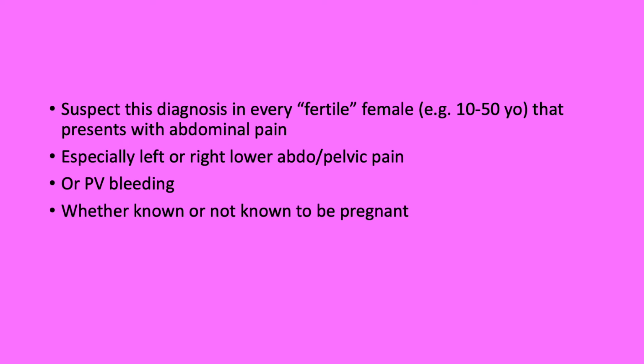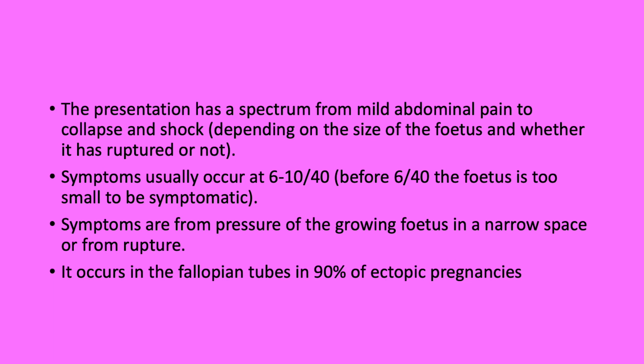We should suspect this in every woman of reproductive age. What's really interesting with ectopic pregnancy is the broad spectrum that we see, ranging from very mild abdominal pain all the way up to collapse and shock, and ultimately can be fatal. Why do we get such a range? Well, this depends on the size of the fetus and whether it has ruptured or not. And with a ruptured ectopic pregnancy, you're going to be seeing the more extreme end of the spectrum.